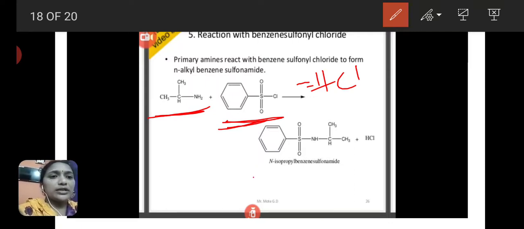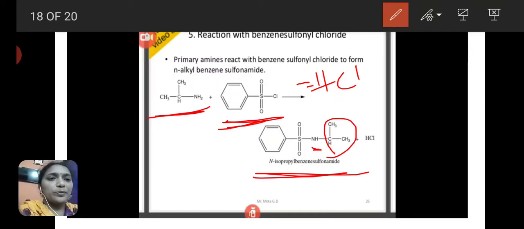Here this is the sulfonamide, N-isopropyl benzene sulfonamide. This is the N, this group is the isopropyl group, and this group is benzene sulfonamide: N-isopropyl benzene sulfonamide. When amines react with benzene sulfonyl chloride, they lose HCl and form N-alkyl benzene sulfonamides.